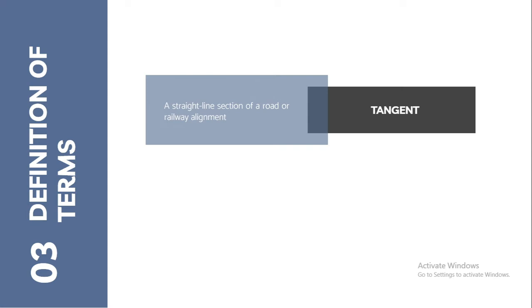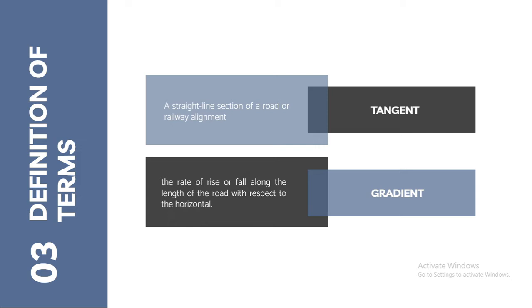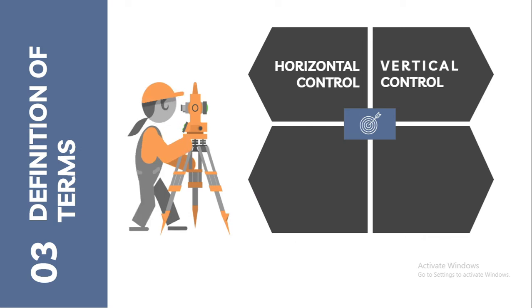Next, gradient. Gradient is the rate of rise or fall along the length of the road with respect to the horizontal. While aligning a highway, the gradient is decided for designing the vertical curve. Field surveying activities typically begin with the establishment of horizontal and vertical control points. These are developed to create a framework around which other surveys can be adjusted. These control surveys are used for accurate mapping projects in the transportation road.